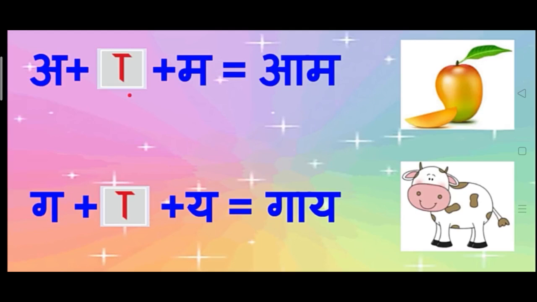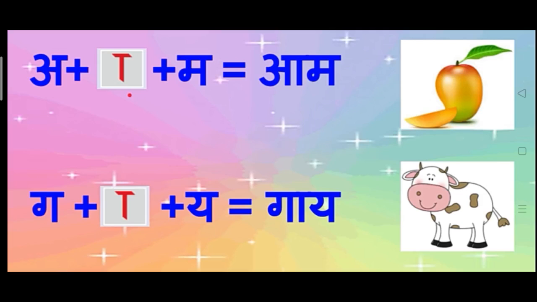Here you can see the example. A plus A ki matra plus M. What is that? Am. Okay? A plus you can see the A ki matra symbol plus M. What is that? Am. Okay?